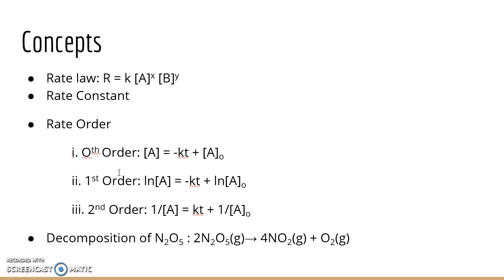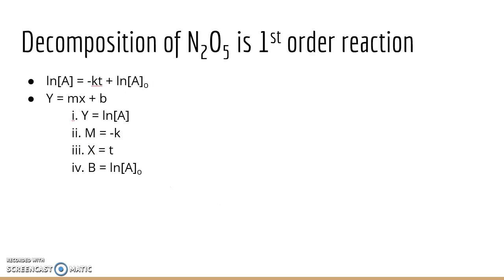So for our problem, which is a decomposition process, 2 dinitrogen pentoxide gas will give us 4 nitrogen dioxide plus oxygen gas. As we discussed in class multiple times, since it's a thermal decomposition process, I will hypothesize that this reaction is a first order reaction. Based on our hypothesis that it is a first order reaction, I have the integrated rate law right here.